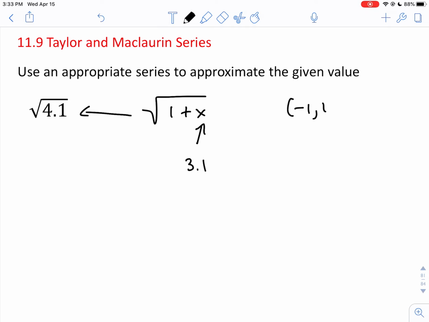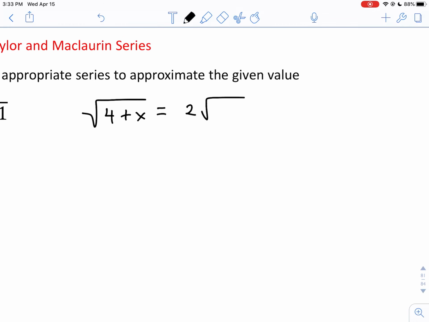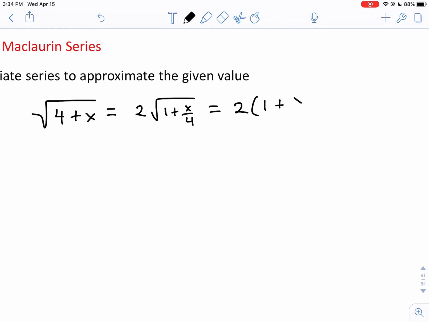But the binomial series only converges if you choose x's in this window. So this is outside that window. This would not be a good approach. Here's the series I want to do this for. Let's factor the 4 out. That gives me a 2 times the radical of 1 plus x over 4. This is a 1 plus x over 4 raised to the 1/2.